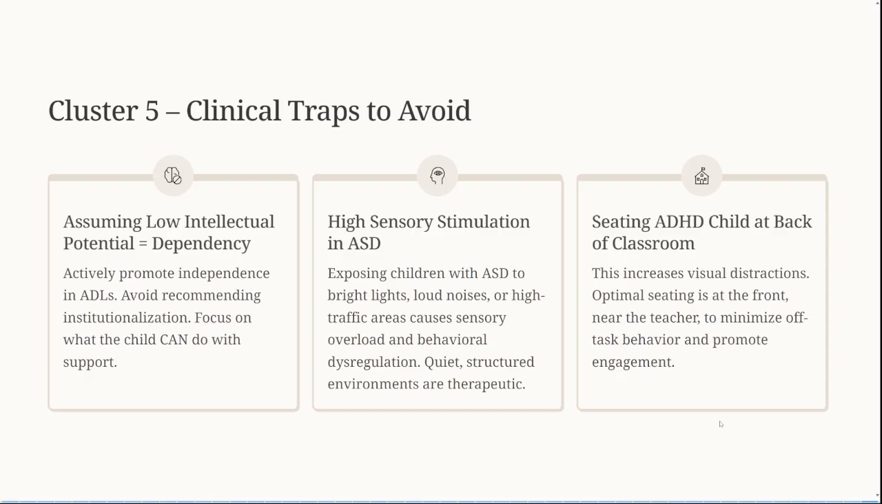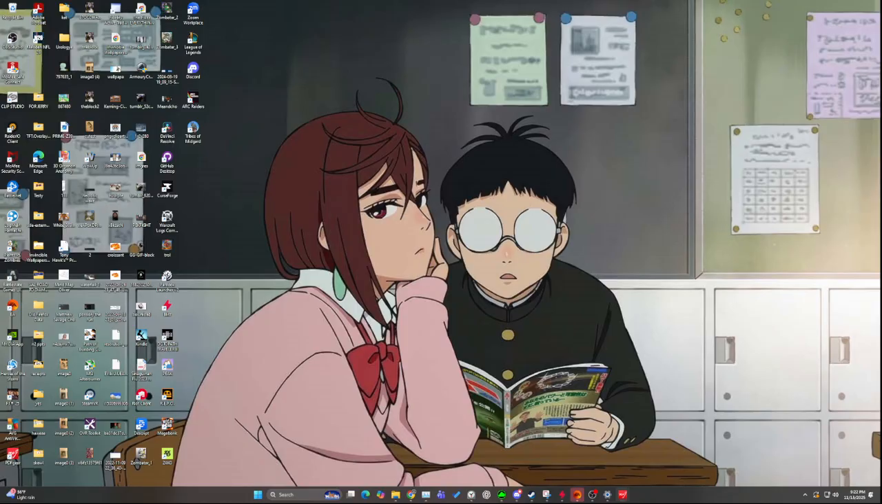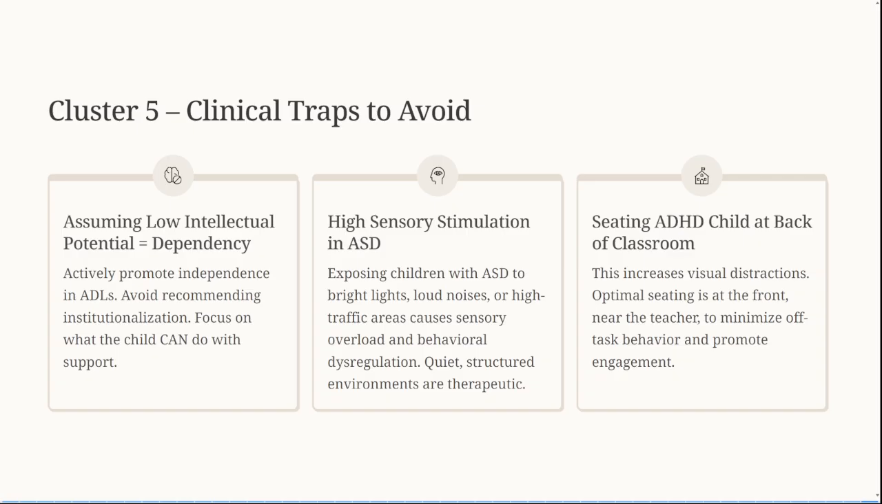Priority actions are developmental screening as the very first step, safety management, and maintaining a structured routine. And the clinical traps are assuming low intellectual potential or exposing children with ASD to high sensory stimulation. Hashtag final global recap. So we've synthesized 5 complex pillars of pediatric neurology, and across all 5, I think the message is pretty consistent. Airway and oxygenation are always the primary concerns.